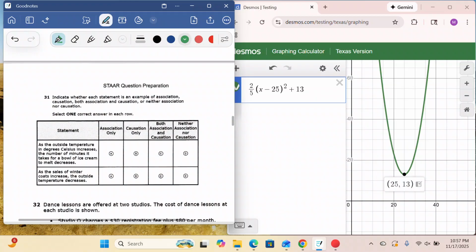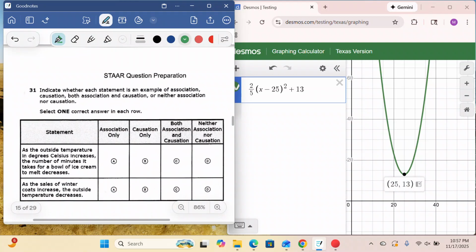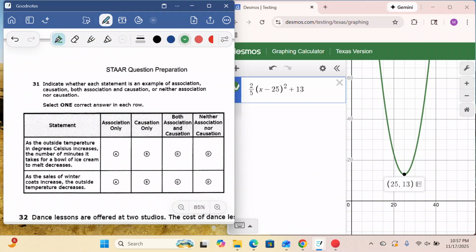Okay, let's look at 31 because this is a causation, association, and both or neither. So is this statement a causation, association, or both or neither? So the way we think of it, if they're associated to each other, it's association. It doesn't matter whether it's going up or down, as long as they're related to each other, it's association. For causation, it has to be a cause and effect.